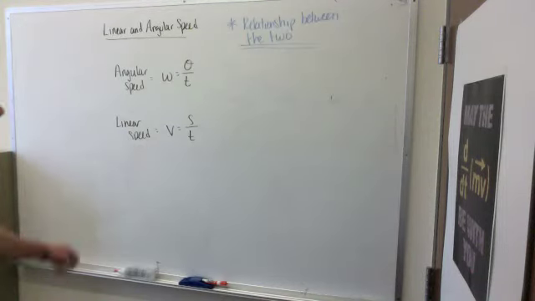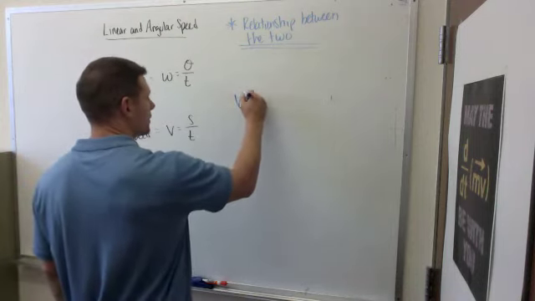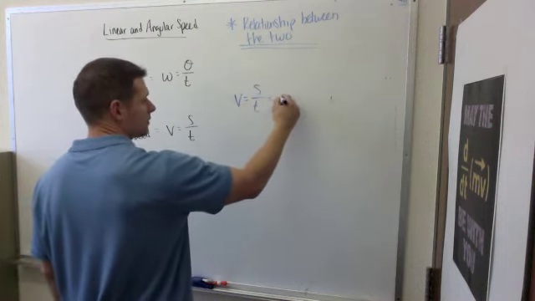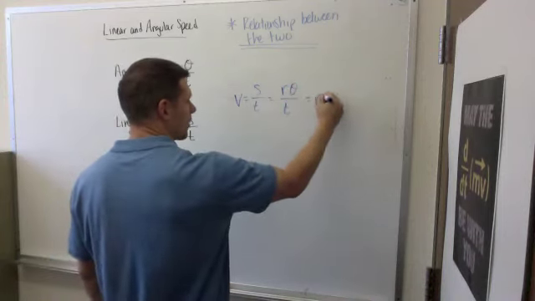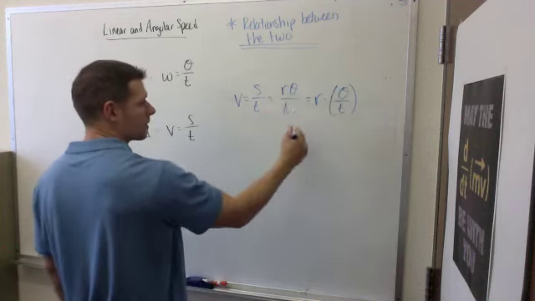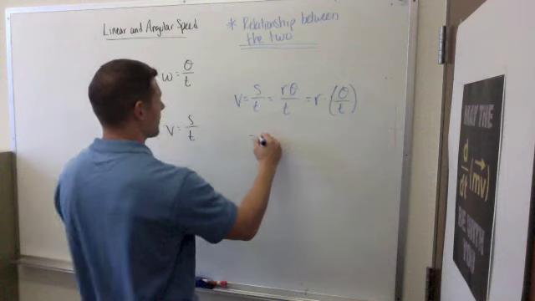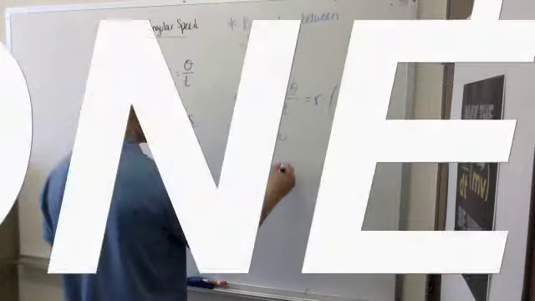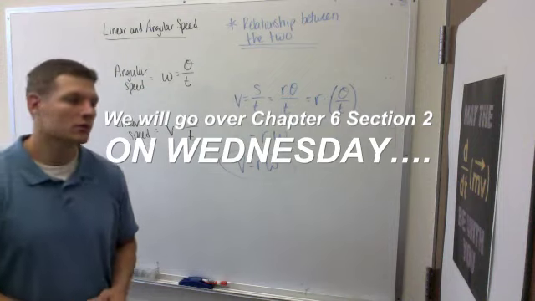Okay, so now let's talk about the relationship between angular speed and linear speed. If we know v, linear speed, is s divided by t, and we know s is equal to r theta, then that means v is r times theta over t. Well, isn't theta over t equal to omega, the angular speed? So then this will equal r times omega. And so the relationship between angular and linear speed is given by v, the linear speed, equals the radius times the angular speed.